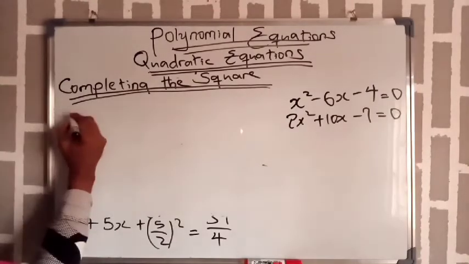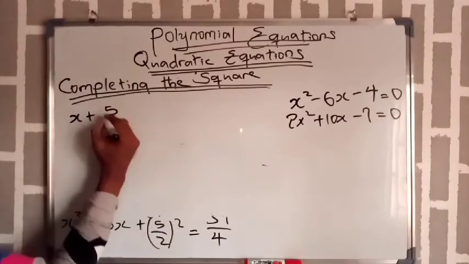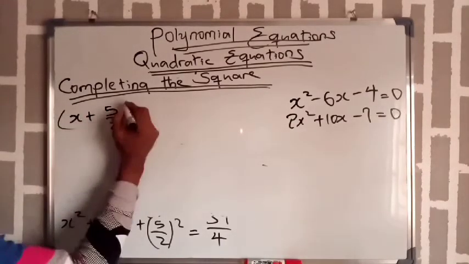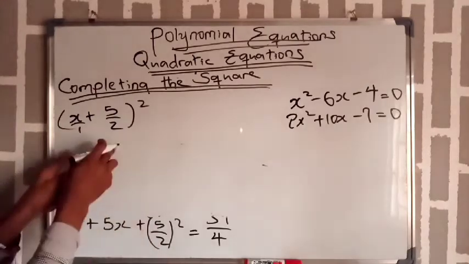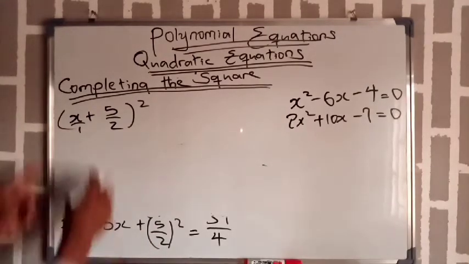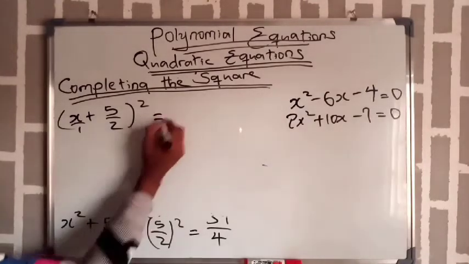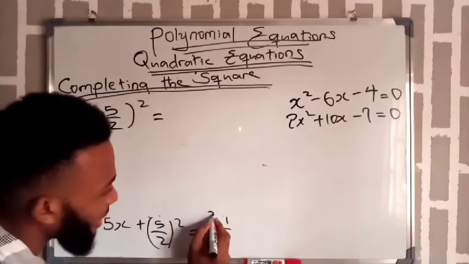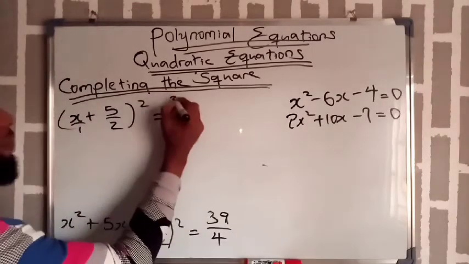So now you say x plus 5 over 2 all squared. That's why I told you not to expand this. As simple as that. Someone may think you're applying magic here. But if you open this, you should get this. Okay? If you open this, you should get 39 over 4.